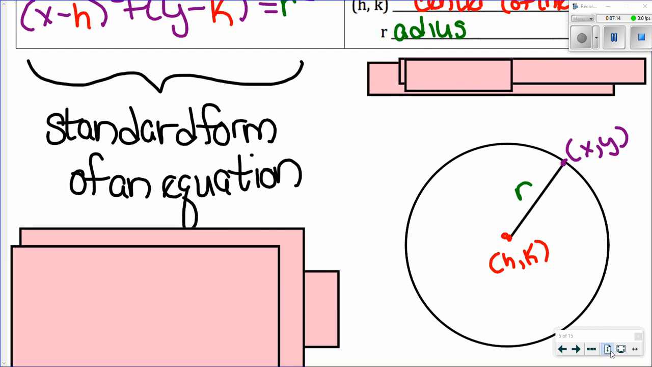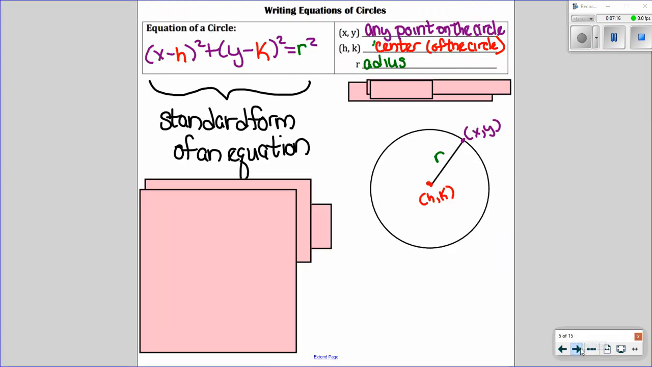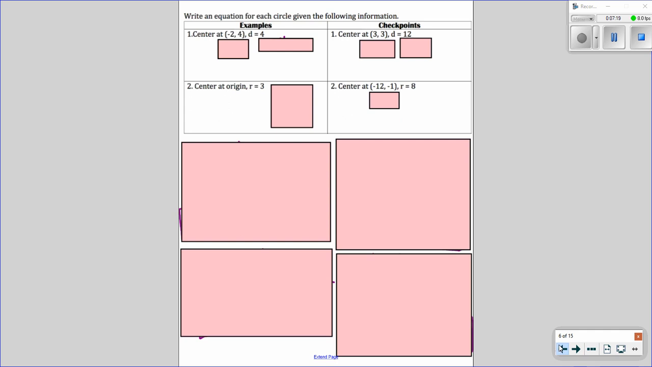Every time you see that, you're like, okay, that's the standard form of a circle. All right, so let me move on. Okay, make sure I didn't skip anything.